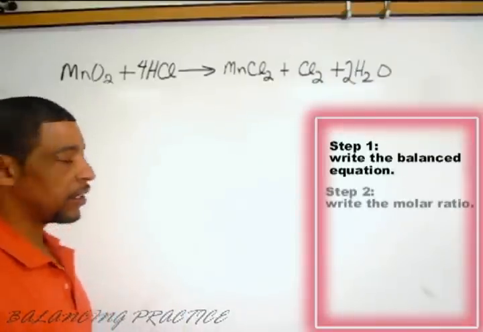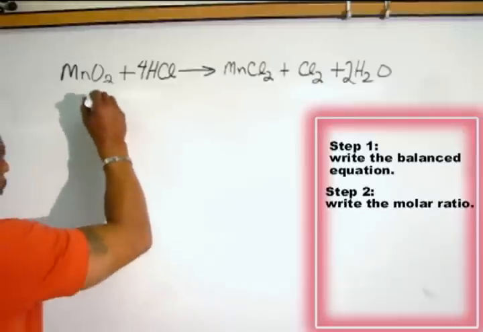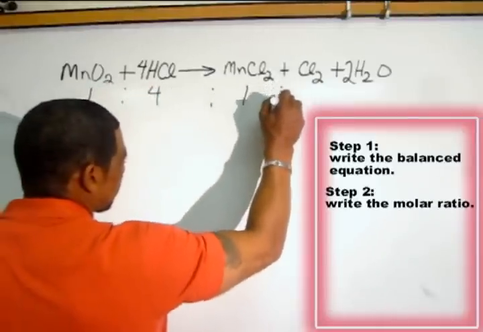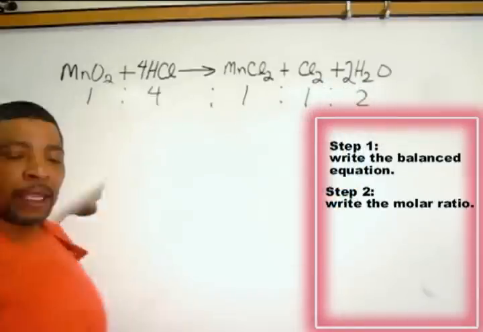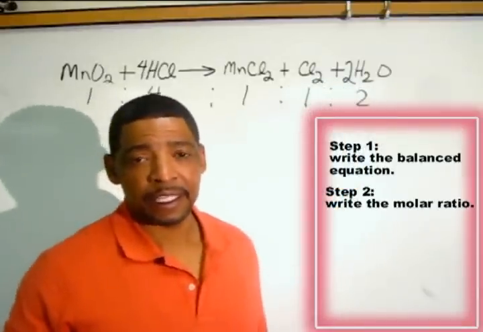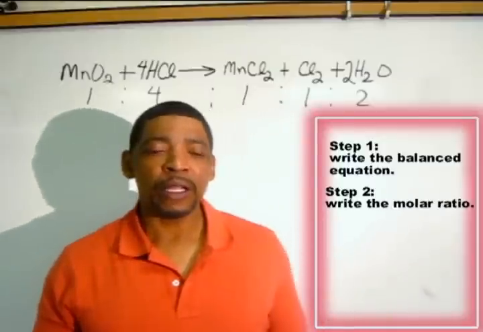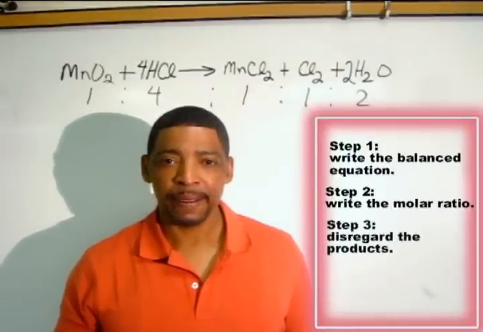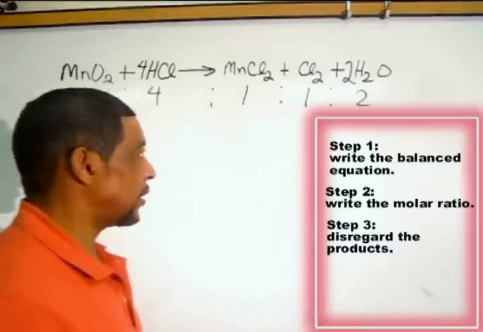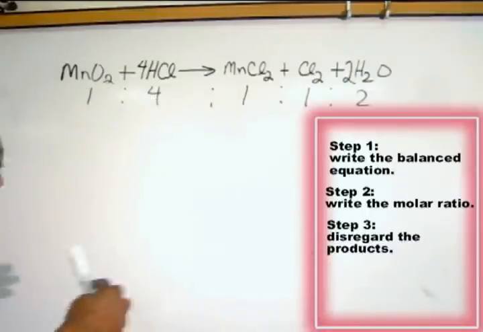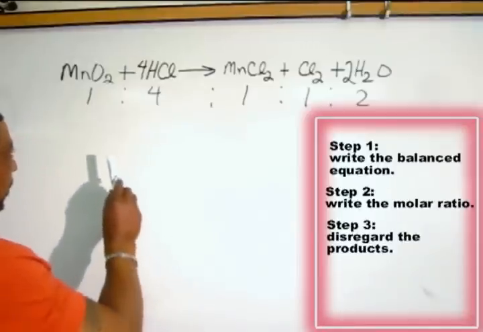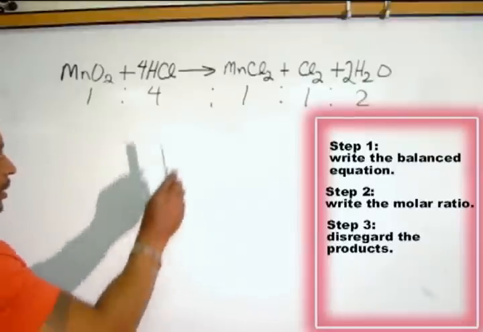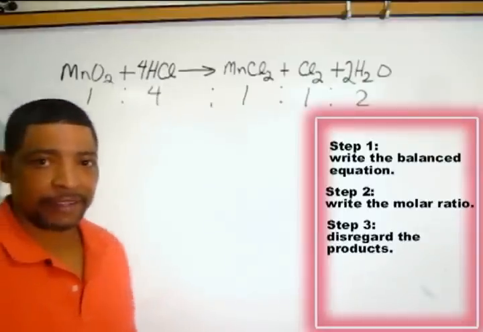The next step is to write the molar ratio. The molar ratio in this equation will be 1 to 4 to 1 to 1 to 2. When determining the limiting reagent in any chemical reaction, we are only concerned with the reactant side of the equation. So in this particular reaction, the ratio that we are concerned about will be the 1 to 4 ratio between manganese 4 oxide and hydrochloric acid.